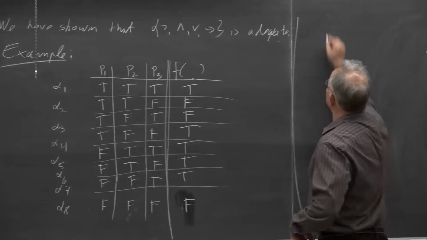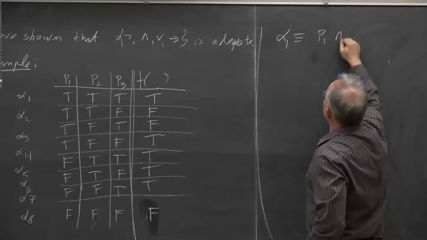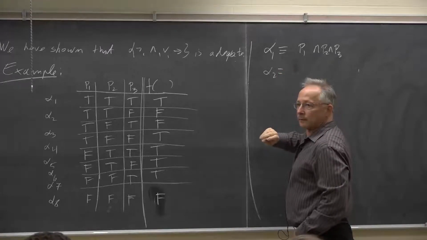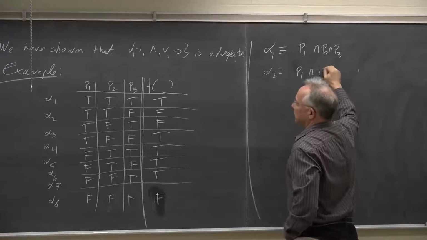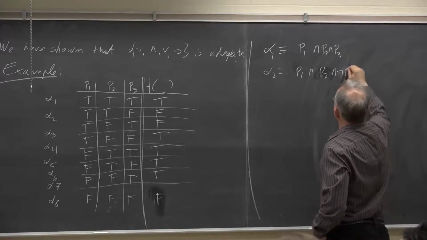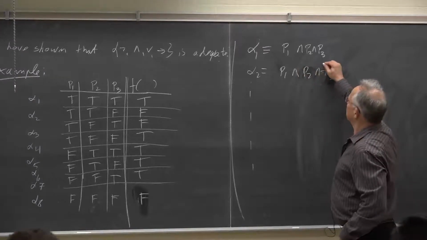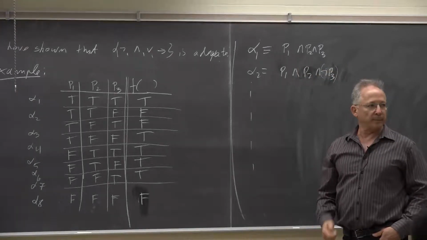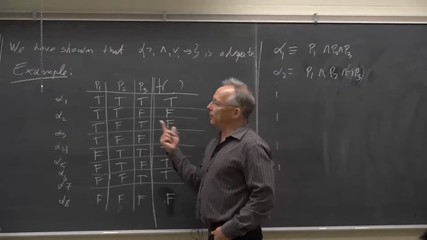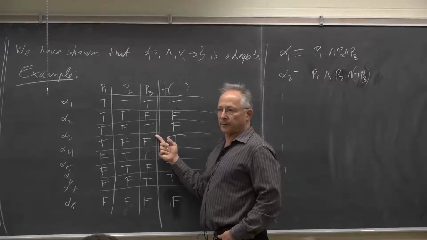So alpha 1, sorry, alpha 1 is going to be the formula P1 and P2 and P3. And alpha 2 is going to be similarly, right? The formula P1 and P2 and not P3. And so on. But I don't have to write all of them. So for every row, I pick a formula that describes exactly the assignment of this row. So the special thing about alpha i is that the only assignment that satisfies alpha i is the assignment that I see here.